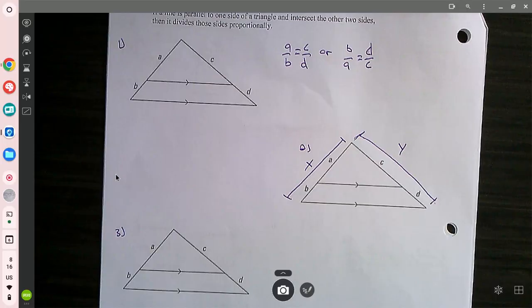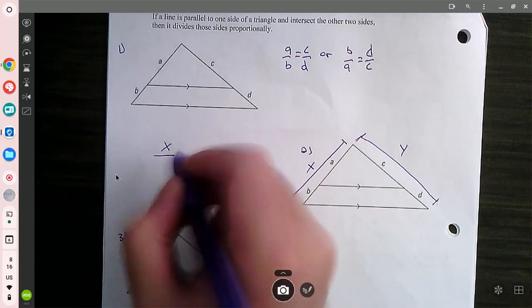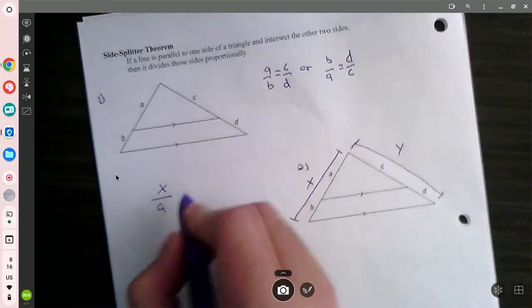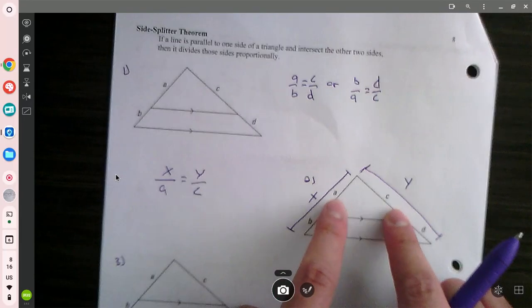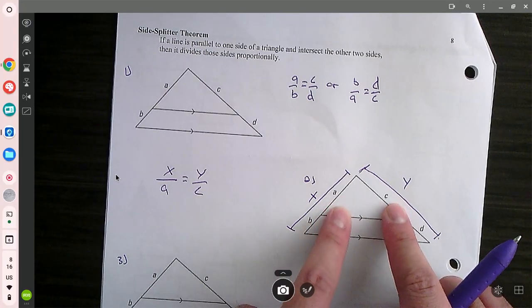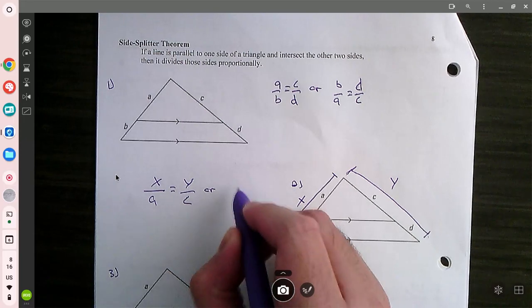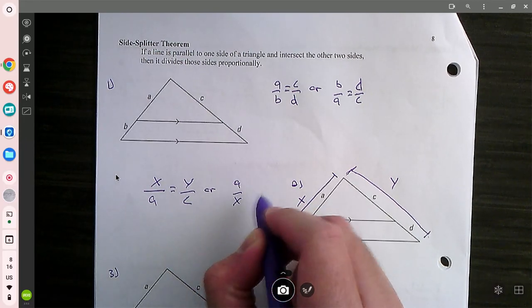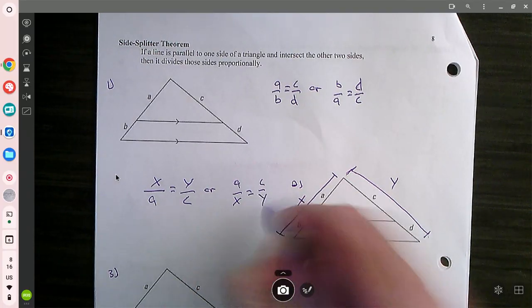Okay, so what we are able to do is we can do X over A has to be equal to Y over C. Notice I just used the side of the small triangle here, right? The side of the small triangle. Okay, or you can do it vice versa as well, as A over X has to be equal to C over Y.